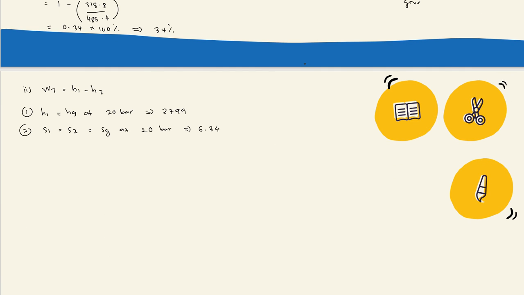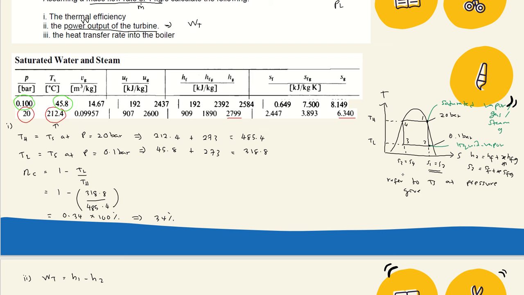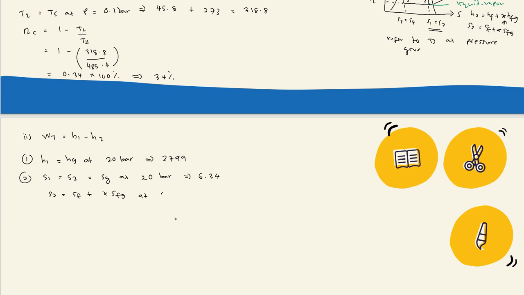6.34 for the Sg. Then we write down the formula for the S. S2 equal to Sf plus x Sfg at, for the point 2, here the pressure is 0.1 bar. So at 0.1 bar. Why we need to use this formula? Because we want to find the x value. So S2 we already know, S2 equal to S1. So the value is 6.34.